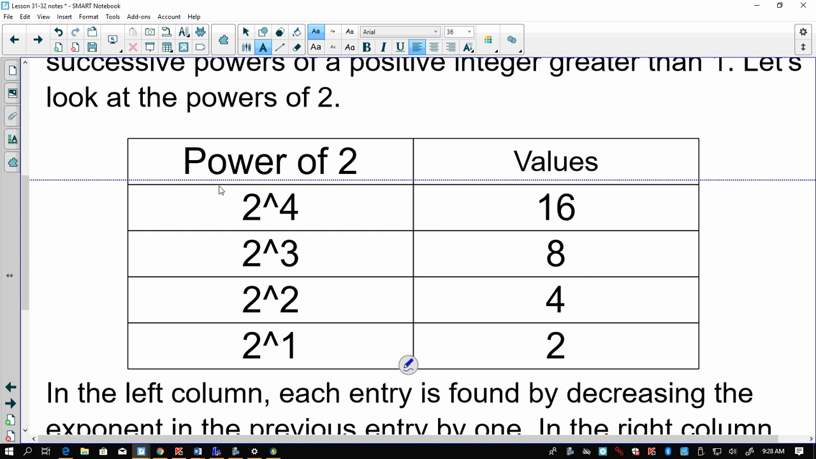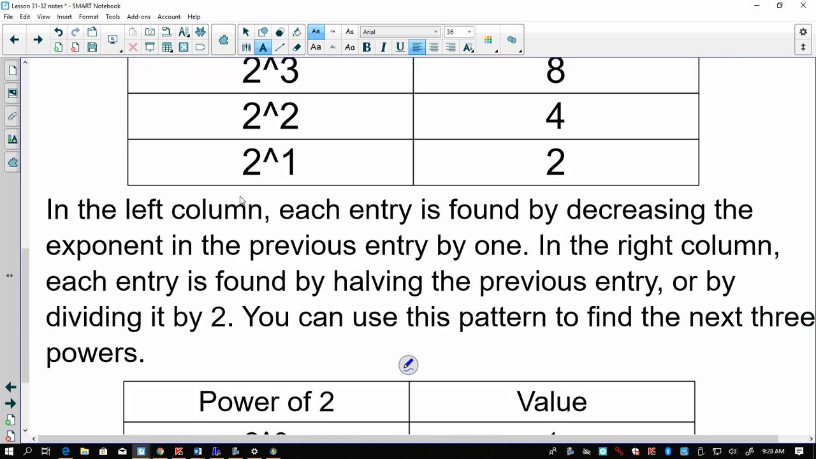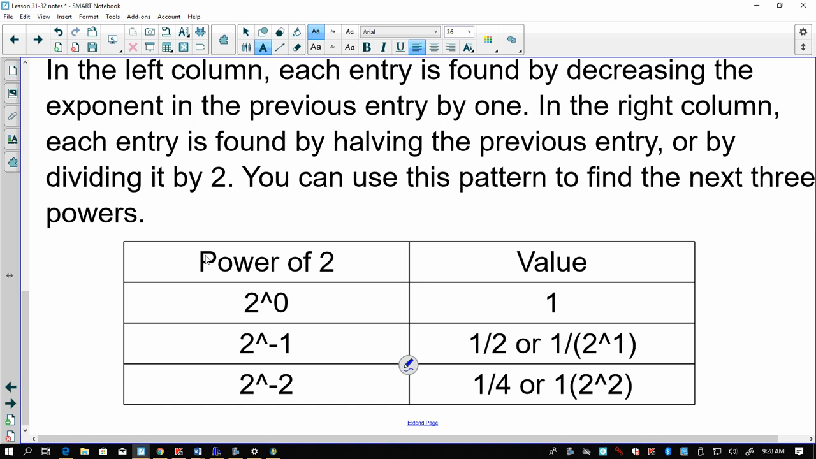What we would begin to see is as we continue to go negative, 2 to the negative 3rd is going to be 1/8, and 2 to the negative 4th is going to be 1/16. That's what we see as we follow this on down. In fact, anything to the 0 power is always 1. Anything to the 0 power is 1.